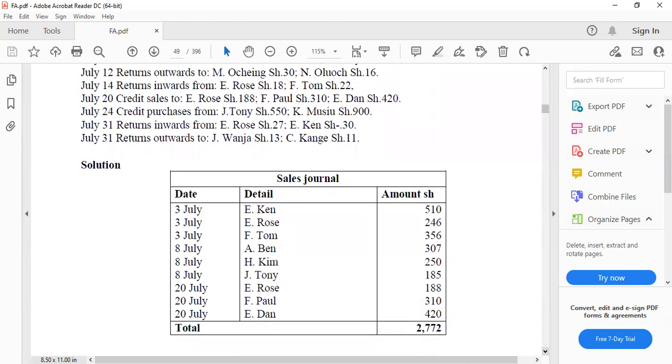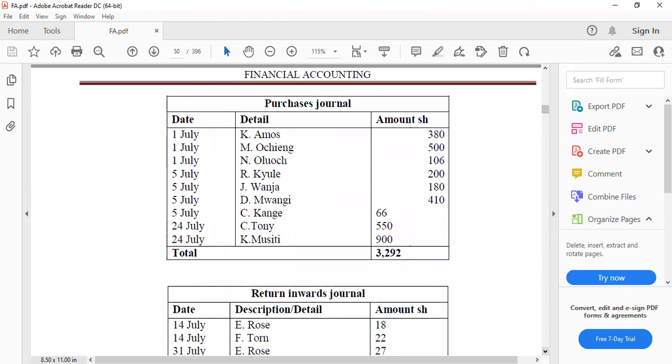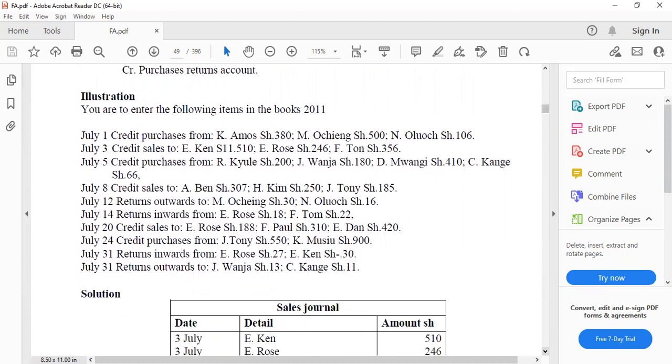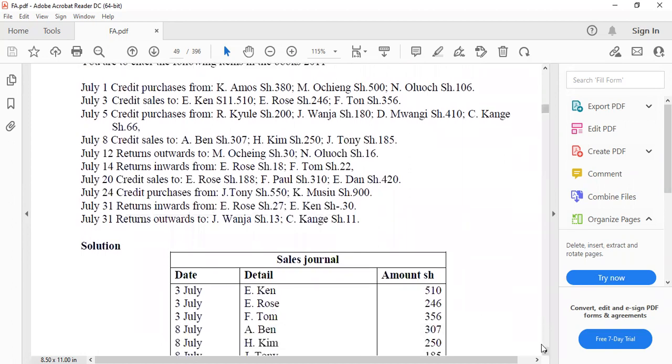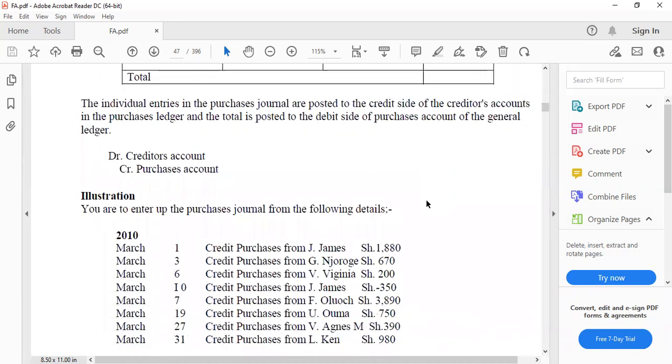Now, the amount as they occur, you need to transfer them. Purchases journal, the same thing. You see, according to K. Amos, the first purchaser, that means credit purchases by K. Amos were 380, Ocheng 500, Oloch 106. If you come to the purchases journal, you're going to notice that, let me go to purchases journal.